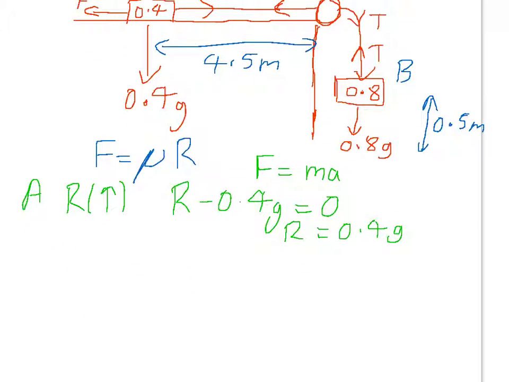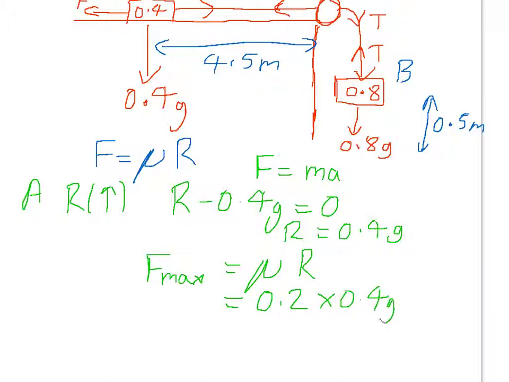Next step is we can take that and find out what the friction max is. So friction max is equal to the coefficient of friction times the normal reaction, and the coefficient of friction is 0.2, and we just found the normal reaction to be 0.4 G.